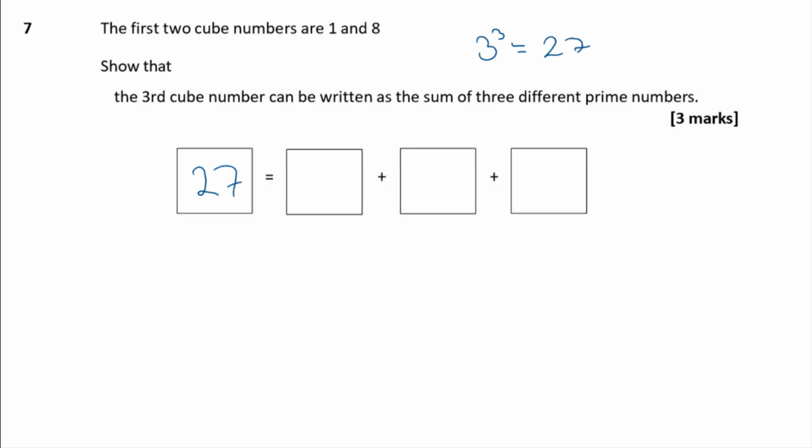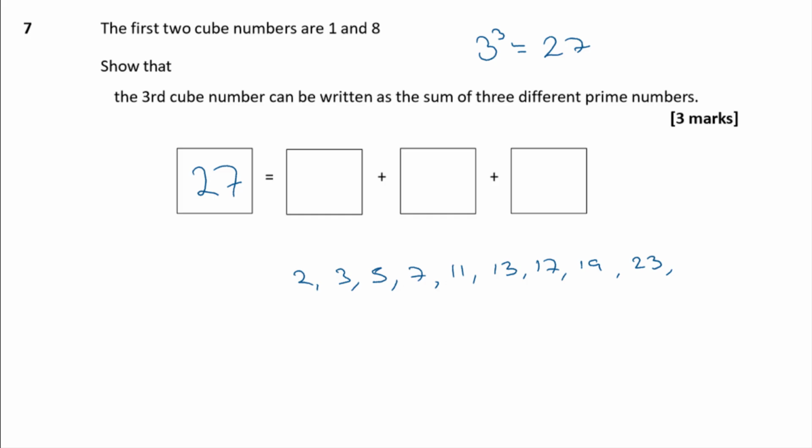Now, apparently I can write that as the sum of three different prime numbers. So I need to find some prime numbers first, don't I? I need to find the prime numbers that are less than 27, so I can combine them to make 27. So what are the primes? We've got 2, 3, 5, 7, 11, 13, 17, 19, not 21, 23, not 25, and 27 not either. So they're the primes that we've got.